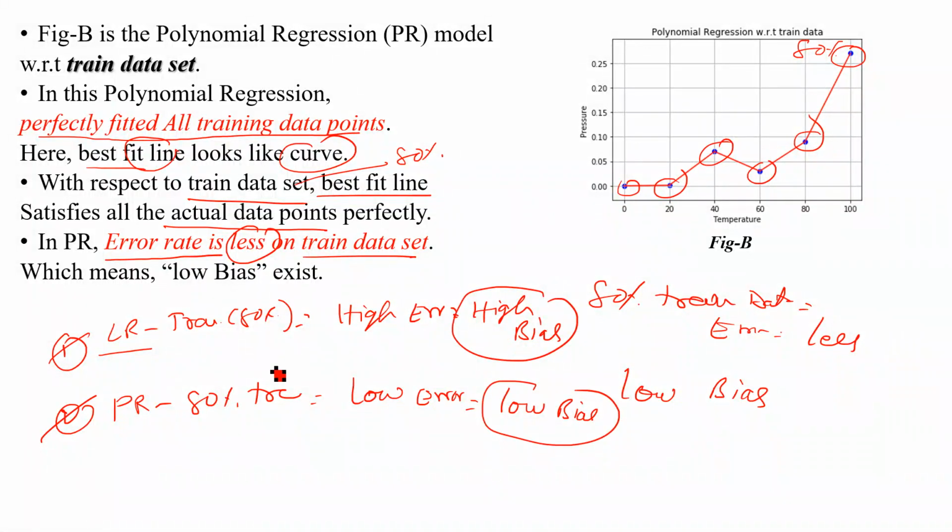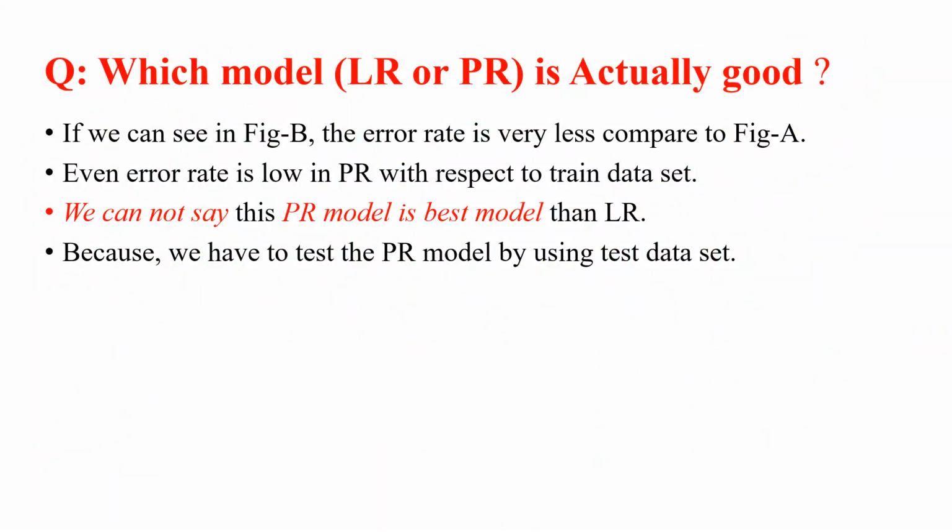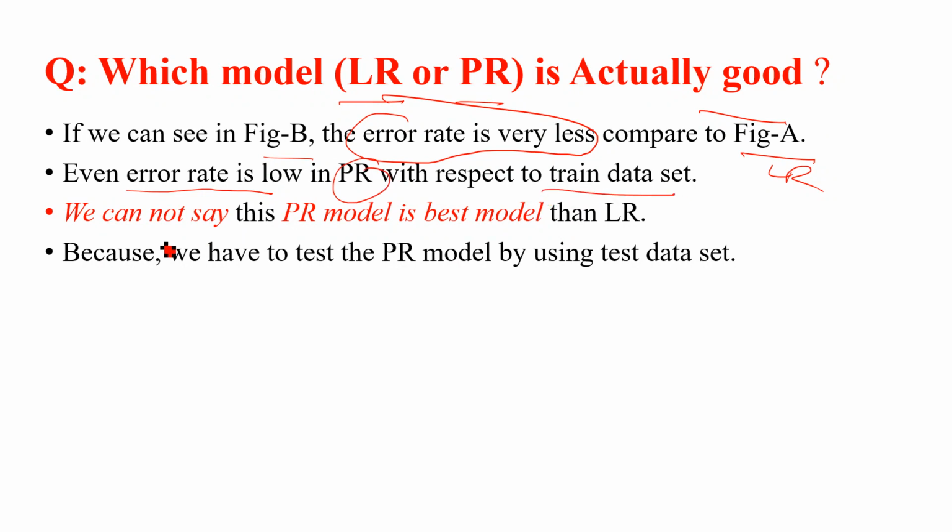So which model am I supposed to choose? This is my question. See, which model? Either the linear regression model or the polynomial regression model. We can see in figure B that the polynomial regression error rate is very less compared to linear regression. But even when the error rate is low in polynomial regression with respect to the trained data set, we cannot say this polynomial regression model is better than the linear regression model. With respect to the trained data set, we are unable to say this is the best model.